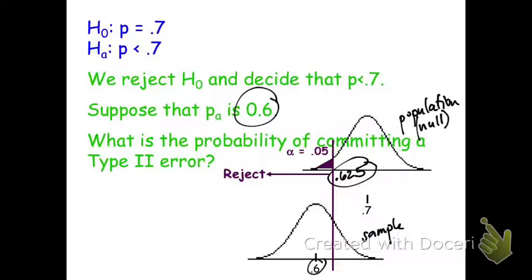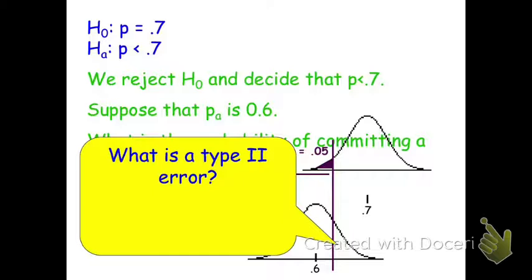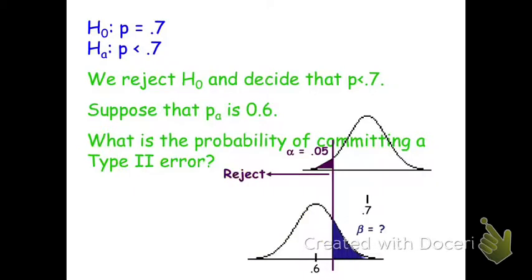Is P the mean or P hat? When I take my new sample, my p hat is now the mean. So imagine this second normal curve, my sample, being a whole new set of data. I need to find a mean and a standard deviation for that. The probability of making a type 2 error is all of this shaded area, beta. So basically, I need to find the area of that shaded area.